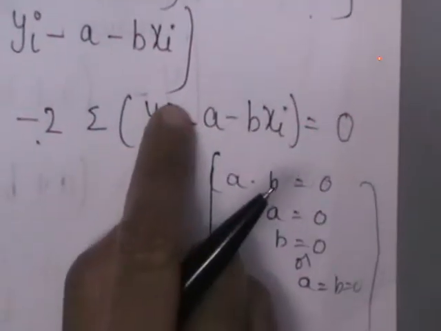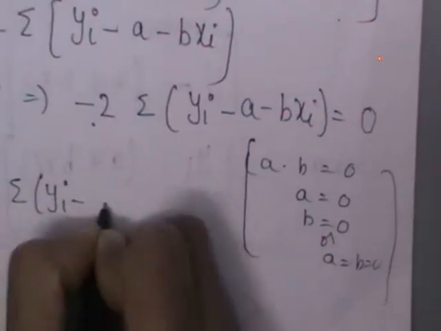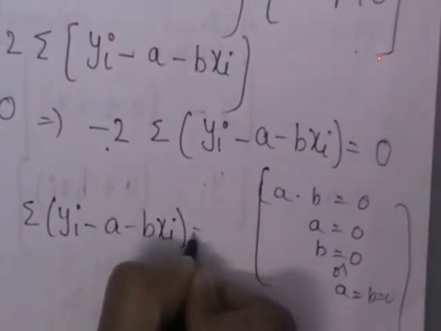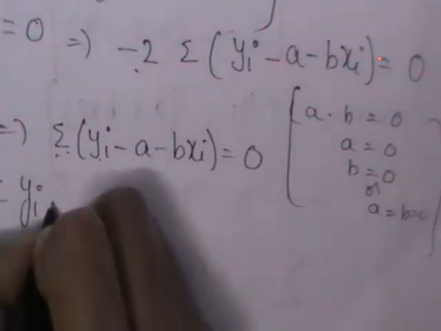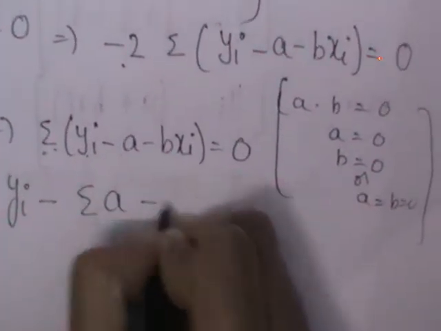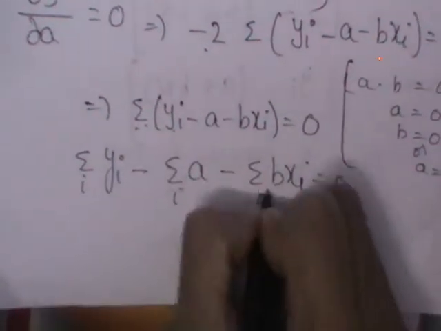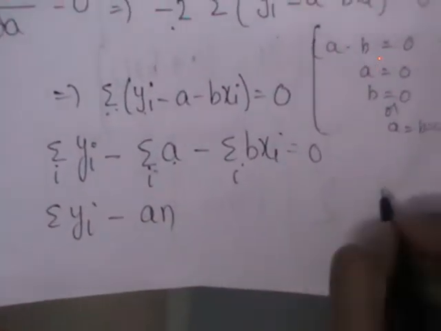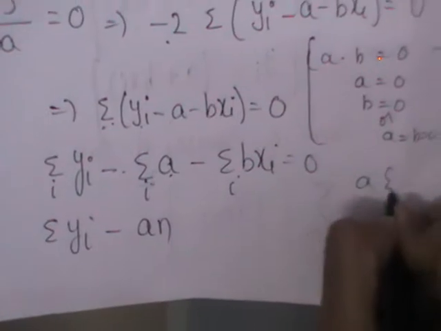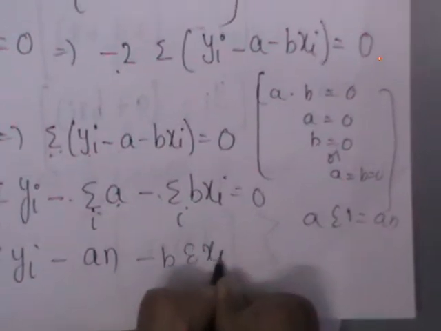Means either this should be 0 or this should be 0, which implies sigma yi minus a minus bxi is equal to 0. Let us take the sigma to each and every term. Sigma yi minus sigma a minus sigma bxi is equal to 0. I think you know, always sigma runs on i. Sigma yi you will get as it is. As a is independent of i, you will get this as an. If you take out this a, sigma 1 will be n. If you take out b here, b sigma xi is equal to 0.